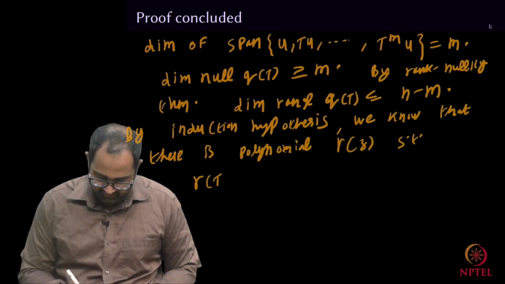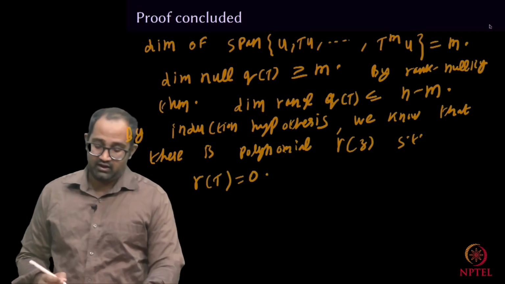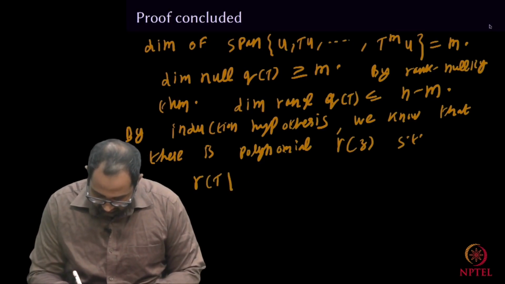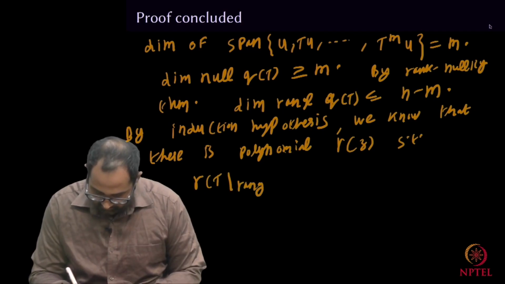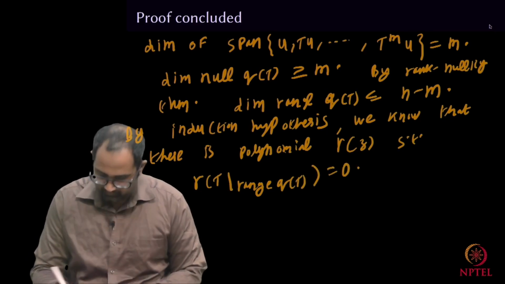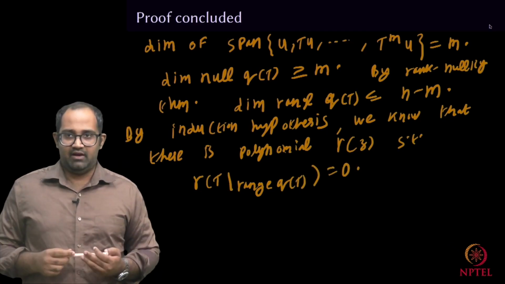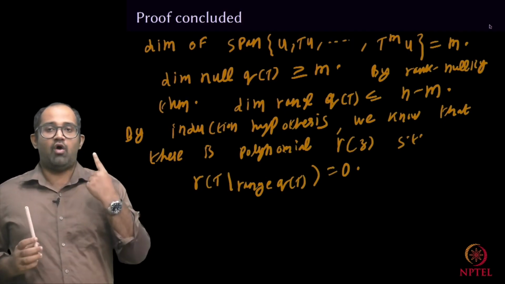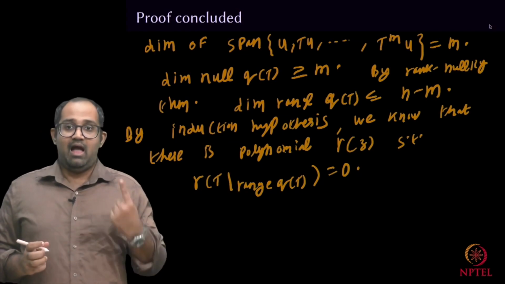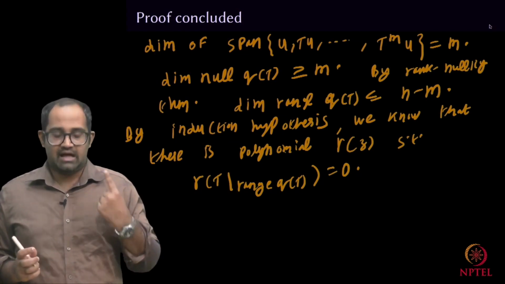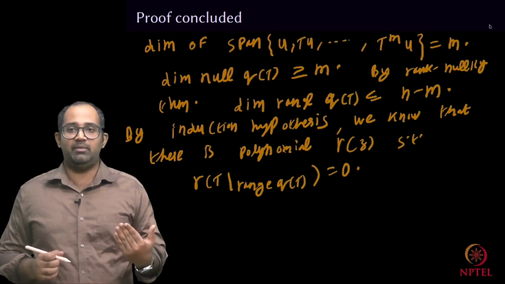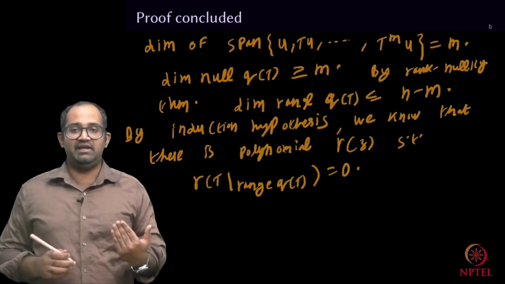Why am I complicating it? I have notation. Okay, not R of t is 0, that is wrong. R of t restricted to range of Q of t is 0. Why is that? Well, first of all, we already saw that if you take a polynomial and you consider the null space and the range of the polynomial evaluated on t, both are actually invariant subspaces.